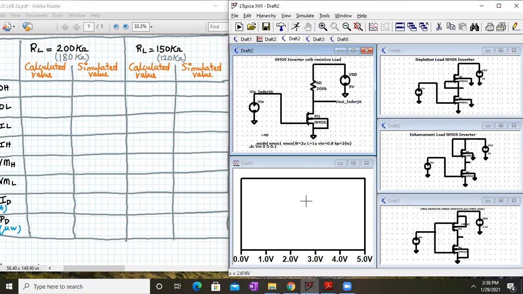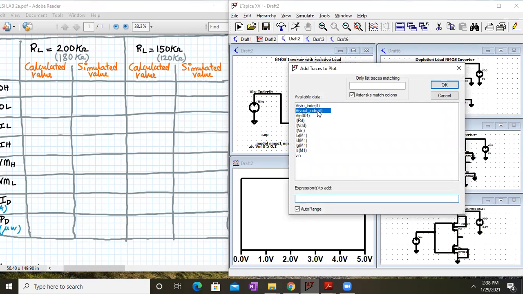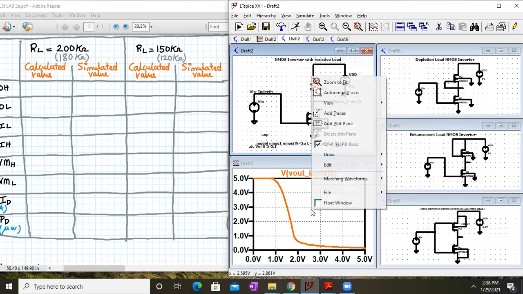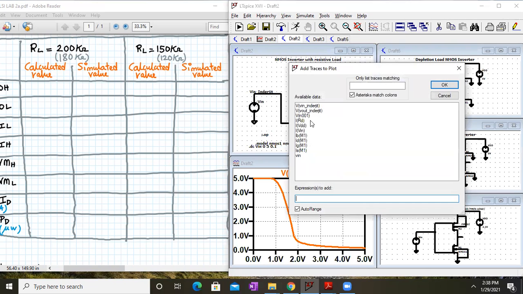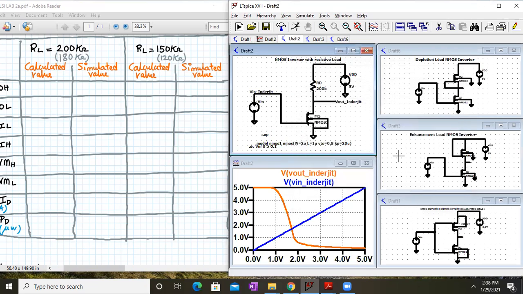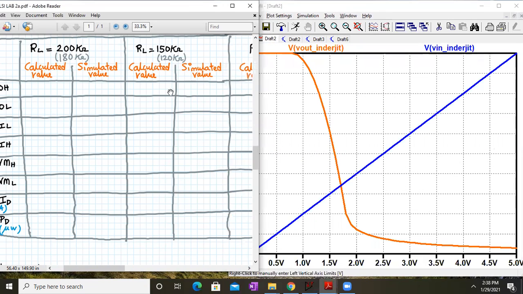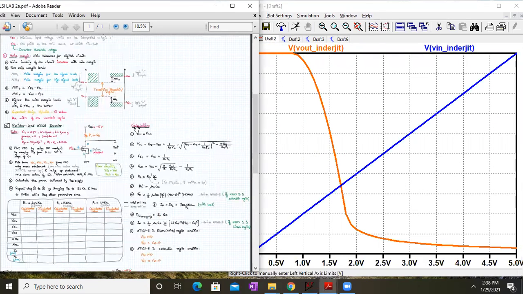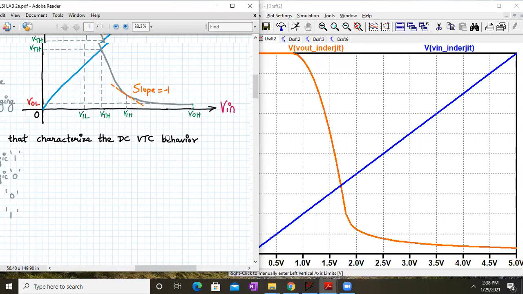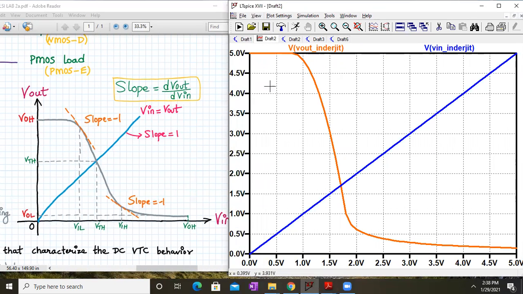Fine. And now if we right click over here and plot it, Vout, and we will also plot Vin. So there you have it. So you see over here, this is the characteristics which we have described earlier. So you see, this is the characteristics which we get. It is the VTC curve. Fine. And from here, we have to determine all the parameters.